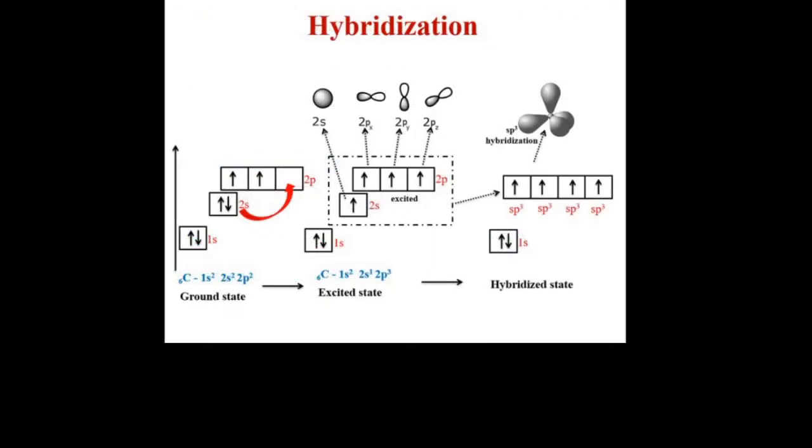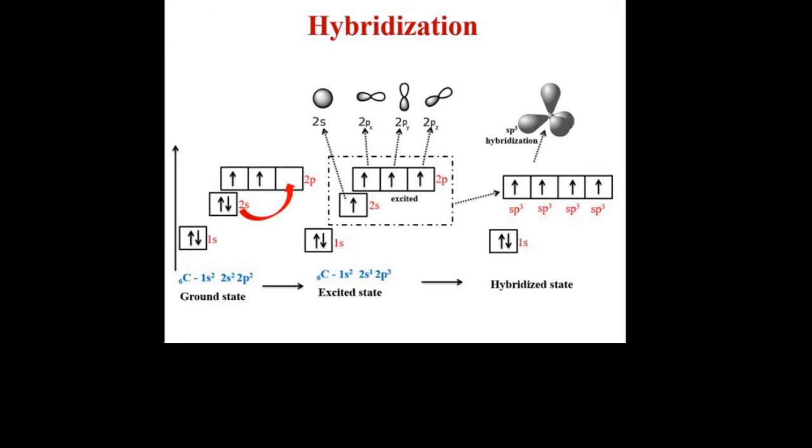You can see here, the s orbital is spherical in shape and the p orbitals are dumbbell in shape, and these 4 orbitals reorganize themselves to form the sp3 hybrid orbitals. The orbitals are placed in such a way that they are as far apart as possible, forming a tetrahedral arrangement with a bond angle of 109 degrees 28 minutes.